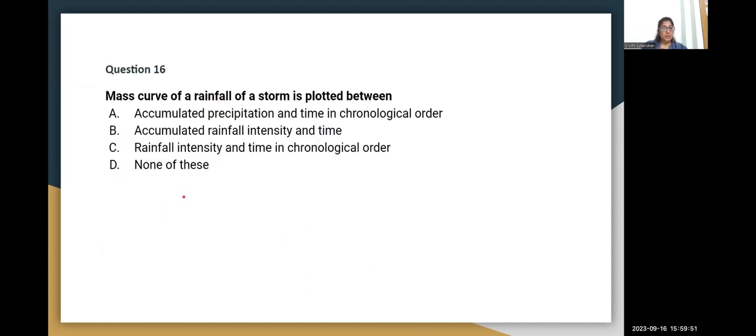Now the 16th question. What is called the mass curve of a rainfall? What kind of a plot is this mass curve of a rainfall? Is it a plot between the accumulated precipitation and time in the chronological order? Or is it the accumulated rainfall intensity versus time graph? Or is it rainfall intensity versus time in chronological order? Or is it none of these?